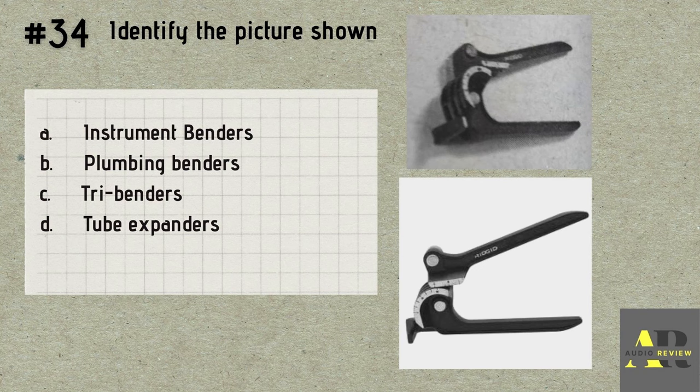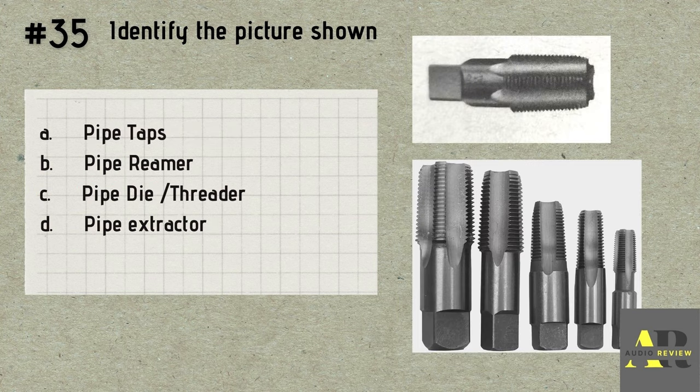Question 34. Identify the picture shown. Is it A. Instrument vendors, B. Plumbing vendors, C. Tri-benders, or D. Tube expanders? The answer? It's C. Tri-benders. Designed to easily bend three different sizes of soft copper.